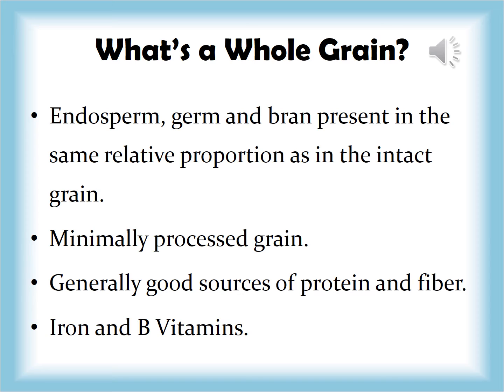Whole grains contain many carbohydrates, but with them they also contain many essential nutrients. So they are a very nutrient-dense food. Because the endosperm, bran, and germ are all kept in a similar proportion to the intact or naturally occurring grain, they also contain protein, fiber, iron, and many B vitamins.